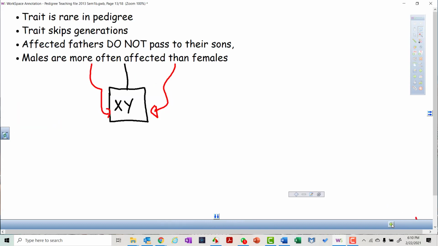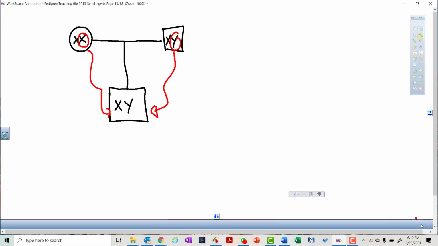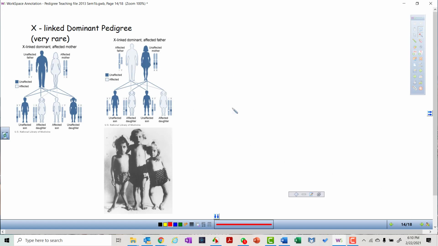So if I take a look at my X-linked, there's also a thing called an X-linked dominant pedigree. These are very rare, but in an X-linked pedigree, if you have one affected X, then it doesn't matter. We're not going to do dominant pedigrees, and I'm not going to go over it with you, so let's just skip this slide.